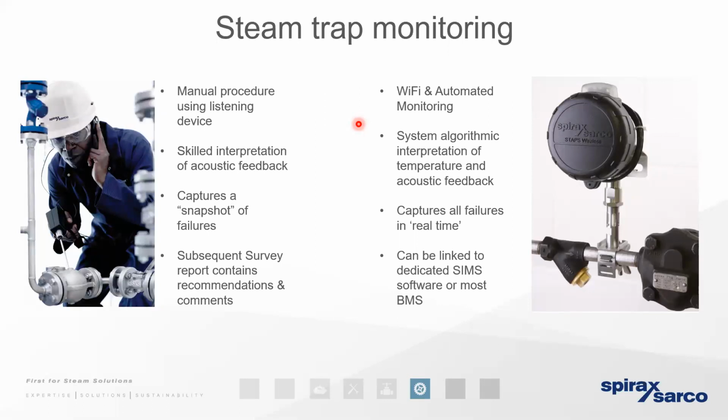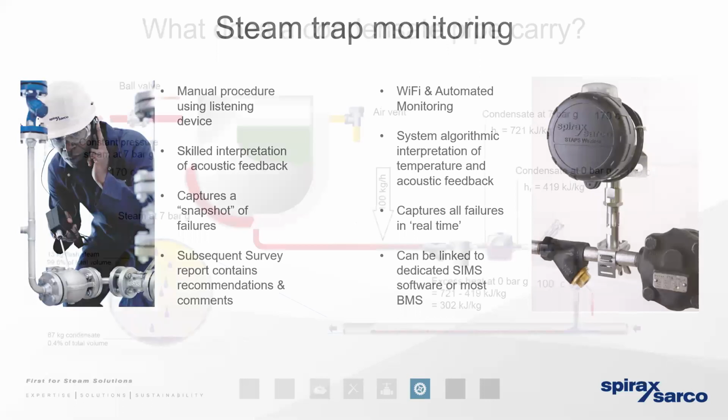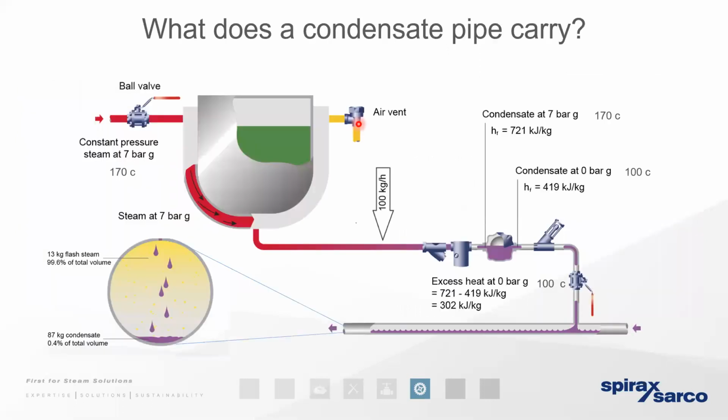So I want to move on to an area that catches a lot of mechanical engineers out. And we've got a typical process that we can look at here. It's a jacketed vessel, but it could very easily be any other heat exchanger. So you can see on this occasion, the process is calling for the steam to be supplied at a temperature of 170 degrees. And at 170 degrees, the steam tables tell us that the pressure required is 7 bar gauge.